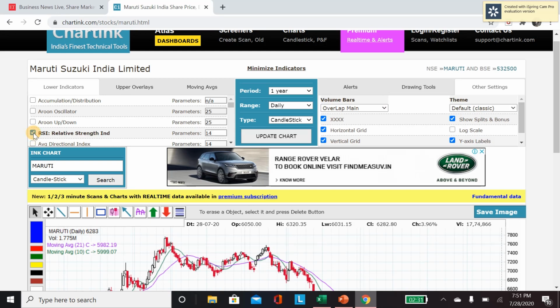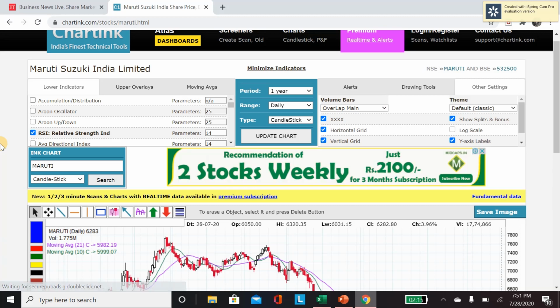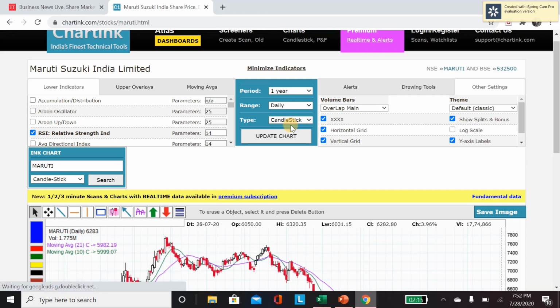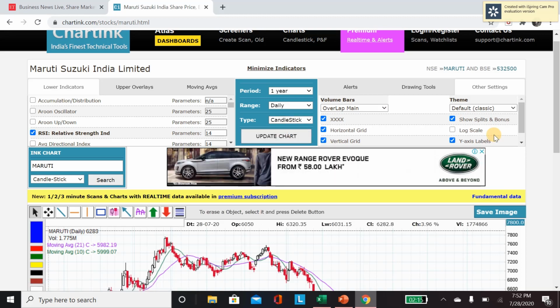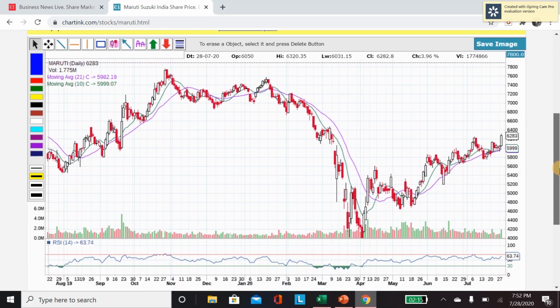Put Relative Strength Index in your trading platform, whichever trading account you are using. After RSI, that is Relative Strength Index, go for a period of 1 year. Range will be daily, and type, that is which candle you want with the chart, and I will prefer the candlestick chart. Now update the same chart. Now we will see the miracle.